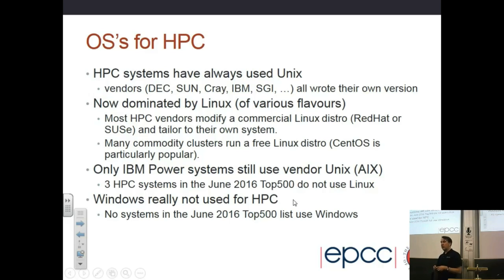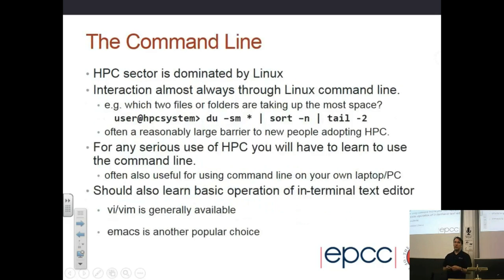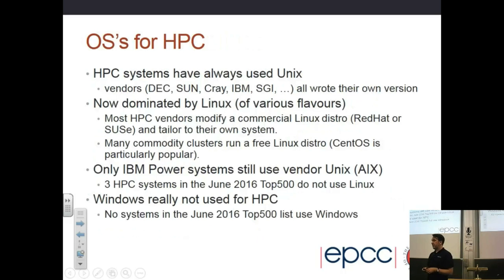And Windows isn't really used for HPC. Almost all HPC systems use some version of Linux, possibly customized, possibly cut down. CentOS is particularly popular. That has good and bad features. Linux is very common and well supported. When it was first adopted 10 or 15 years ago, you could have argued it was a bit immature compared to other Unix versions that have been around for much longer, but it's pretty okay now.